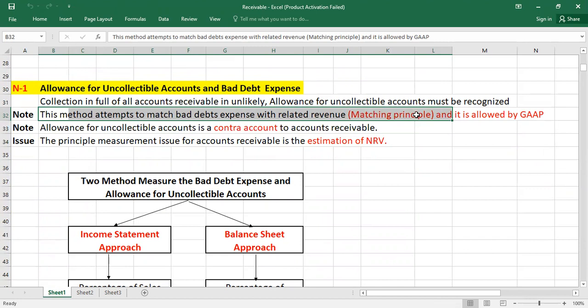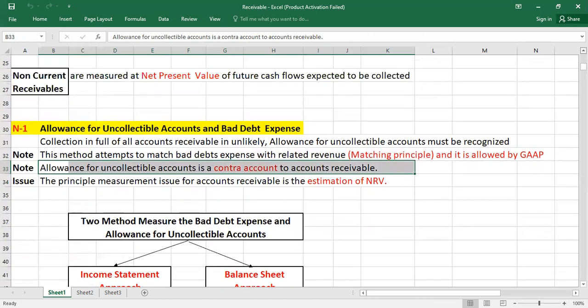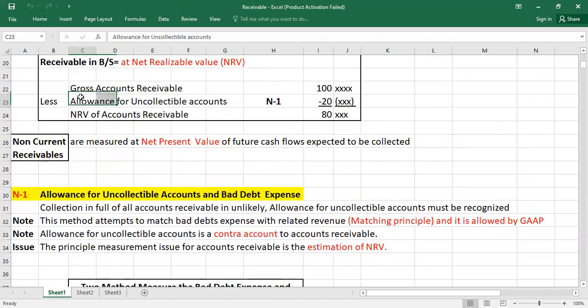As per the matching principle, we need to record all the relevant expenses related to the revenue in the same period. I will tell you how to calculate, but if you use the allowance method, it is in accordance with the matching principle. Second point, the allowance for uncollectible accounts is a contra account to the account receivables. Why is it contra? Because in the balance sheet you take the gross account receivables minus the allowance for uncollectible accounts, since you need to deduct from the gross. That is why it is a contra account.